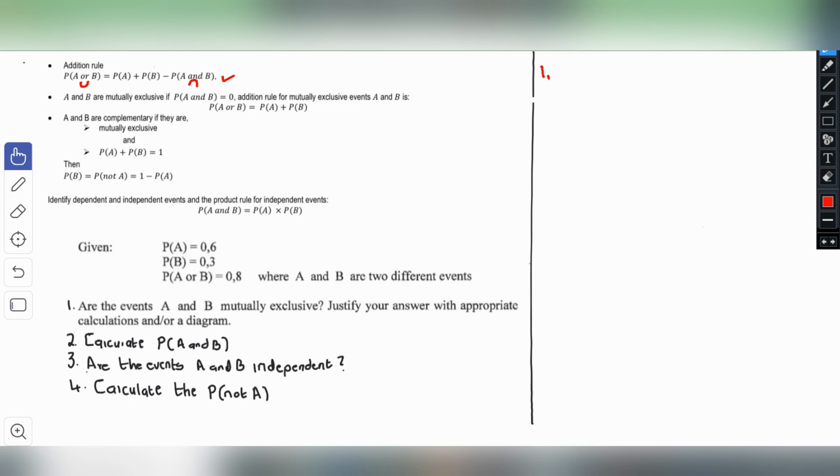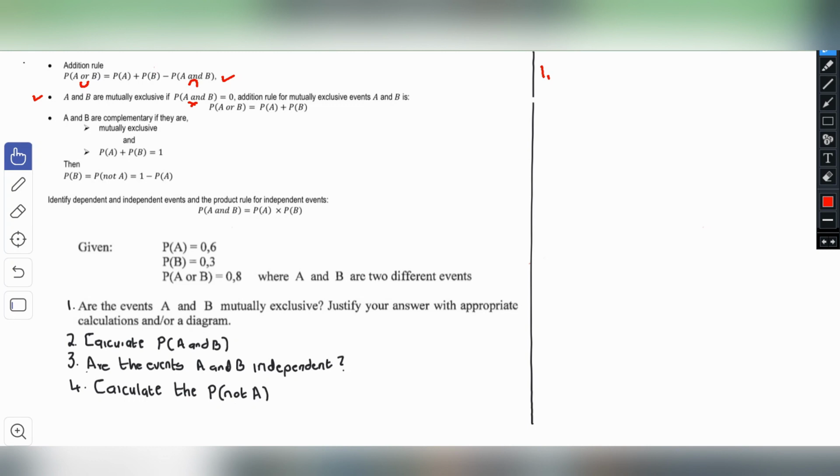So how do you see whether the two events are mutually exclusive? The first way to prove that the two events are mutually exclusive is this: if the events A and B are mutually exclusive, then the probability of A and B is equal to 0, right? So whenever the probability of A and B is equal to 0, we can conclude that those two events are mutually exclusive, right?